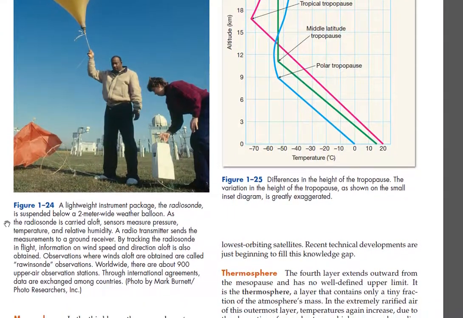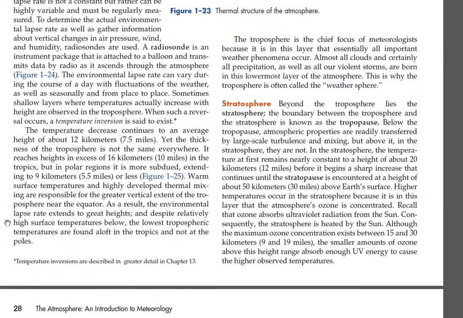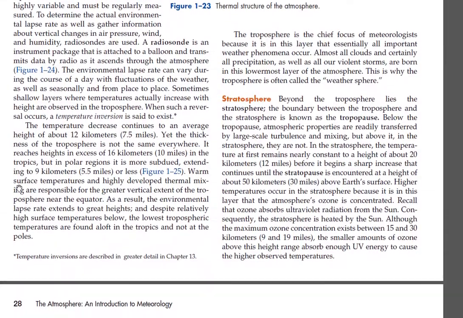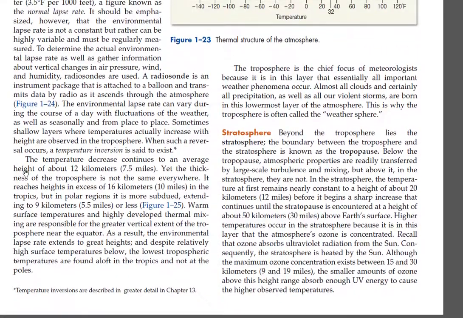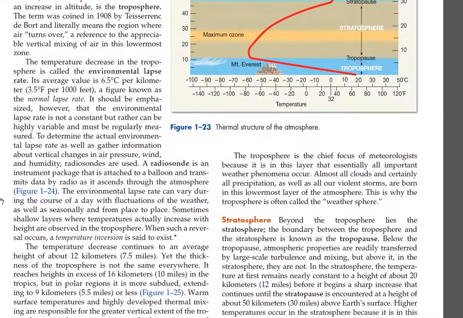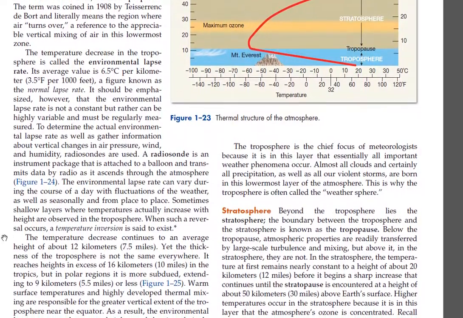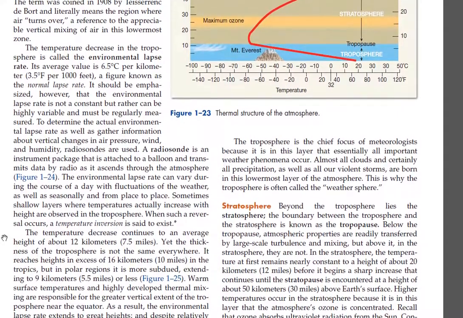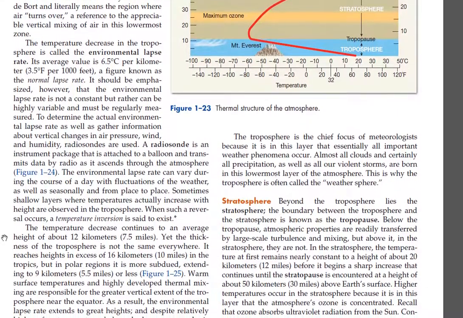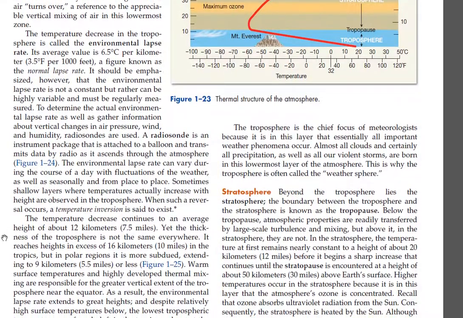Sometimes shallow layers where temperatures actually increase with height are observed in the troposphere. When such a reversal occurs, a temperature inversion is said to exist. The temperature decrease continues to an average height of about 12 kilometers, 7.5 miles. Yet the thickness of the troposphere is not the same everywhere.